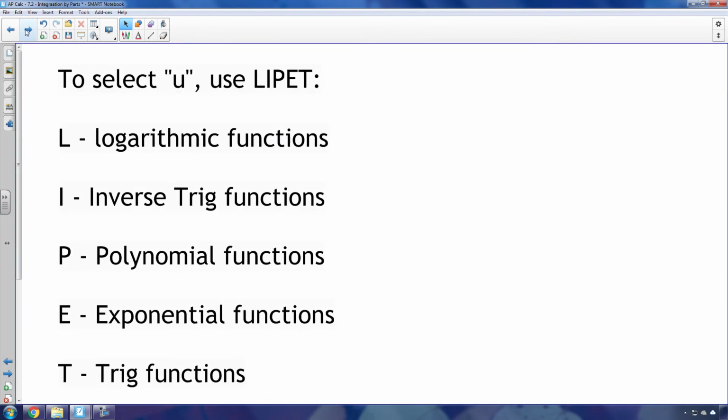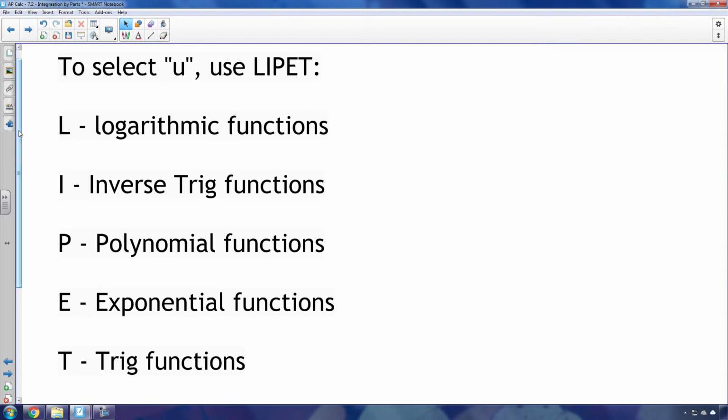So yeah, here's how to select u, use this process. Always pick u to be a logarithm if you can. If you don't have an ln of x, then use u to be an inverse trig. Don't worry, that won't be one that we cover. We're not going to cover that this year. We might cover it some other time.